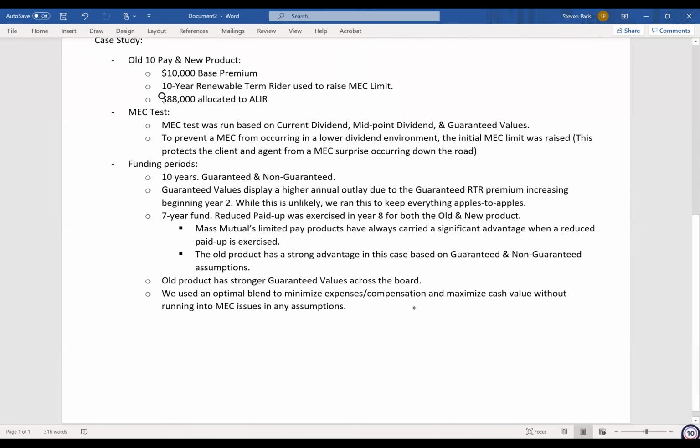Now we've got some notes here as well. What I want to sum it up with is we used an optimal blend to minimize expenses, minimize compensation, which we always do, and maximize consumer value. And we looked at different splits to see the dividend treatment as well, but what we found is a 10/90 design still optimized the cash, especially when we're looking at the guarantees. There was a world of difference there. The lower the base, the stronger the guarantees. So let's have some fun with this.